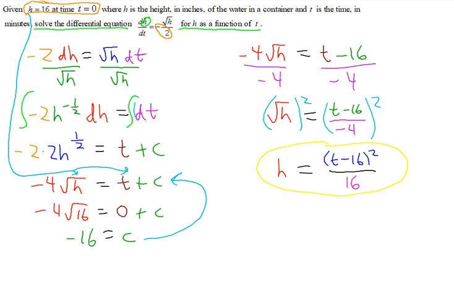Now this one actually has a practical application, as opposed to the first three, which are more abstract ones. So if it asks you, let's say, at what time does the container have no water in it? Well, if there's no water in it, the height is 0. So you would plug in 0 for h. And notice if you set the numerator equal to 0, you can see that'd be 16. So it'd be at t equals 16 minutes that the container is empty.